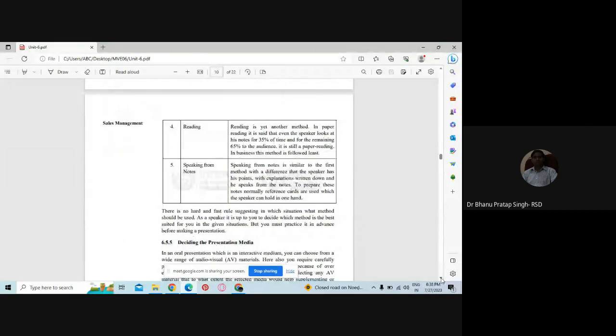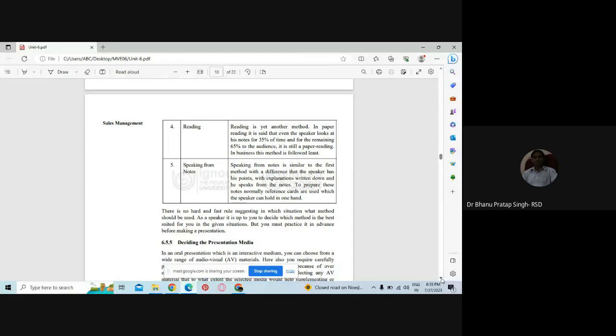Fourth is reading. Here there is nothing else to do; the presenter only has to read the content, which is written on paper. So the speaker is not looking at the audience, just reading, and the audience has to understand whether the message is clear. But very few businesses use this kind of presentation.